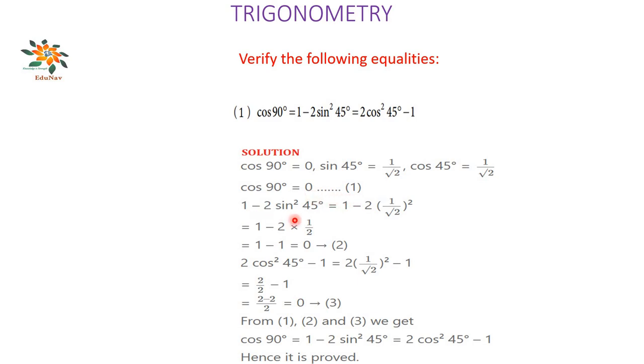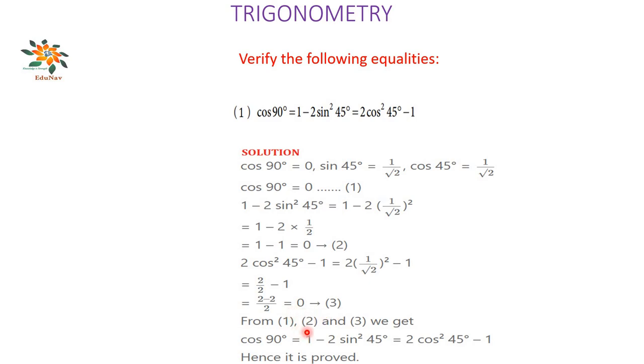1 minus 2 sin square 45 degrees will be now equal to 1 minus 2 into 1 by root 2 the whole square. That will be equal to 1 minus 2 into 1 by 2, which will be equal to 1 minus 1, that is equal to 0. We will have it as step number 2. Also, 2 cos square 45 degrees minus 1 will be equal to 2 into 1 by root 2 the whole square minus 1, which will be 2 by 2 minus 1. That also will be equal to 0. We will have it as step number 3.